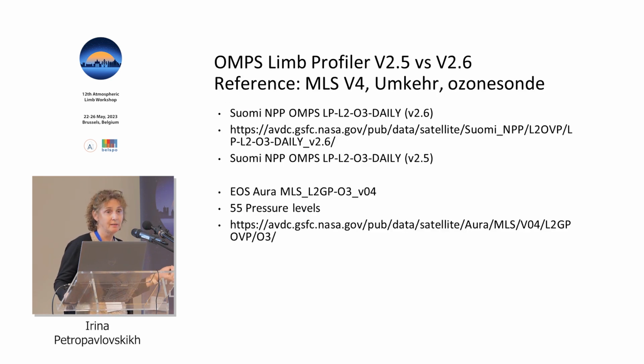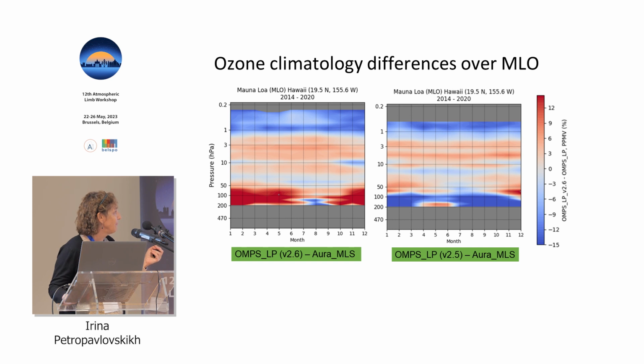And just because I'm here for the LIM profile group discussion, I'm showing you the work we do when we take satellite data. In this particular case, thanks to Natalia, she provided us with overpass data over stations. So this is over Mauna Loa again. This is climatology 2014-2020, and I'm plotting the difference between version 2.6 and ORMLS, and on the right side, version 2.5 minus ORMLS.